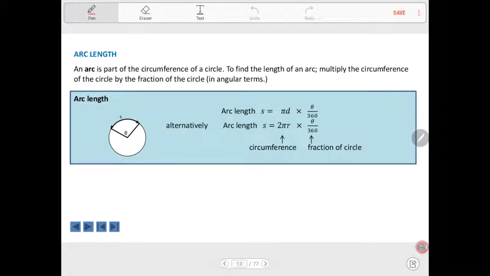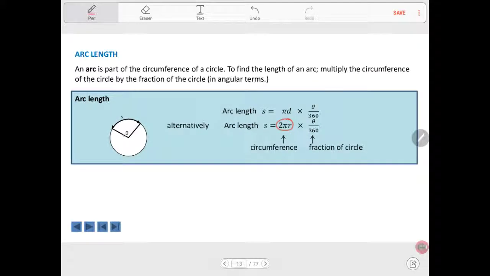Now, the formula for arc length relies on the formula for finding the circumference of a circle. If we look here, we see it is 2 pi r. But we're only finding a fraction of the total circumference. To determine that fraction, we consider the angle at the centre of the circle. Because a full circle is 360, if we divide whatever that angle is by 360, we get that fraction of the circle. And that gives us the value for S.